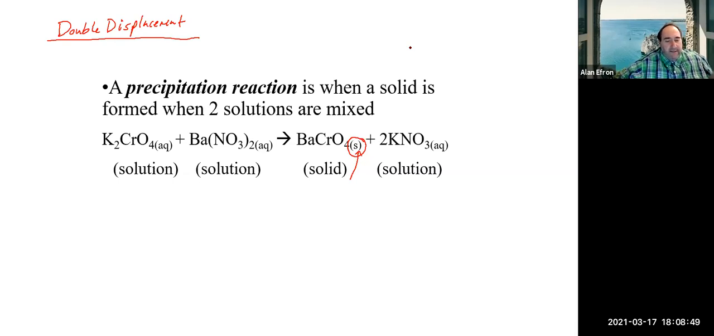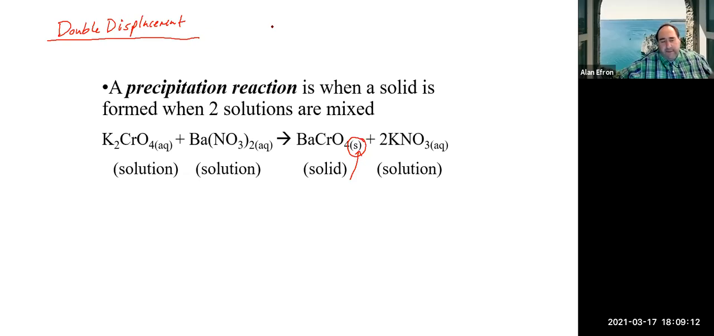Zinc does have a +2 charge, but not on the left-hand side when it's by itself. So if that's your question, anything that is by itself from the periodic table has no charge. Things only get charges when they hook up with, for example, a metal and non-metal, if that's your question. Yes, thank you.